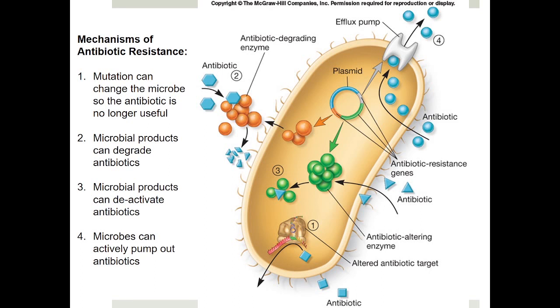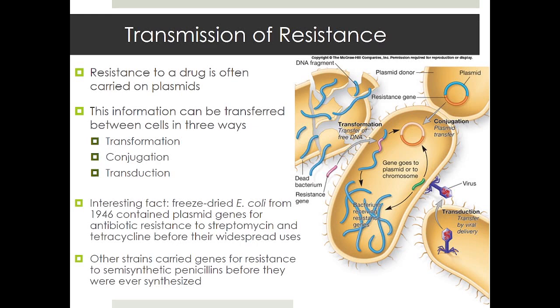And all of these mechanisms are protective for the bacteria that can implement them. Because a lot of these genes are carried on plasmids, there are many different ways, not only just conjugation, but several others, that can be used to transfer this resistance between different types of cells.